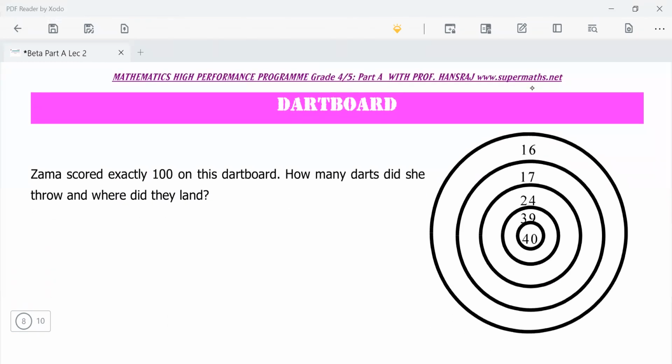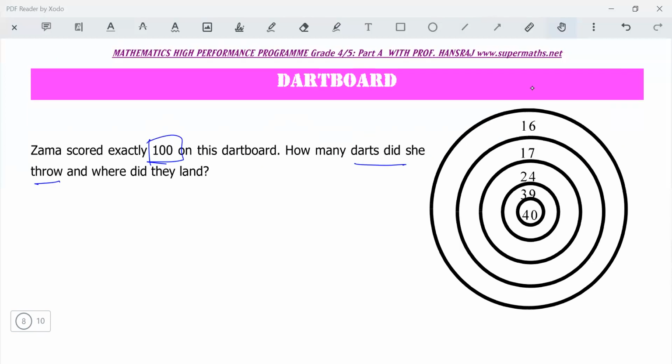The dartboard. Zama scored 100 on this dartboard. How many darts did she throw and where did they land? Okay, now you have to try a number of possibilities here, guys. So what can we try?